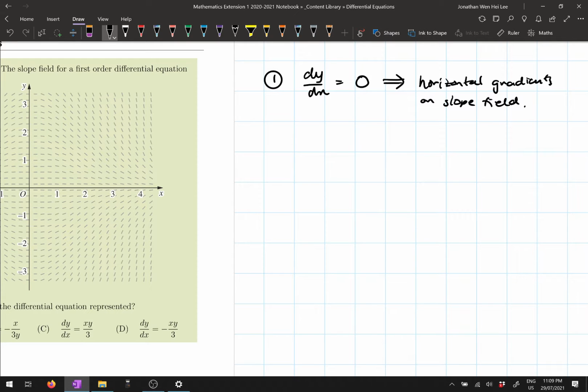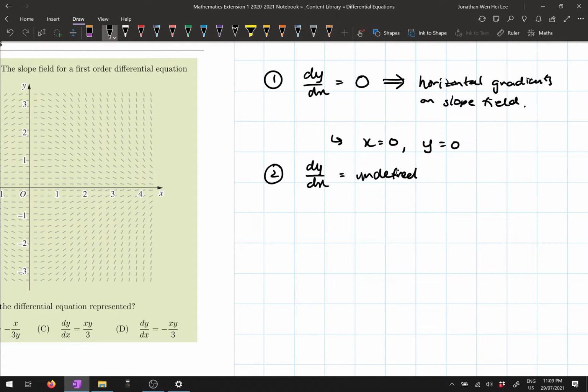What this means is that either x is equal to 0 or y is equal to 0 at those particular points. If x is equal to 0 or y is equal to 0 at that point, whichever value is equal to 0 means you've got a horizontal gradient, which is one of the things I notice. The second thing is I look for where dy on dx is undefined.